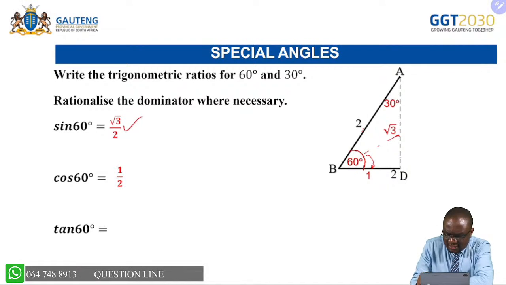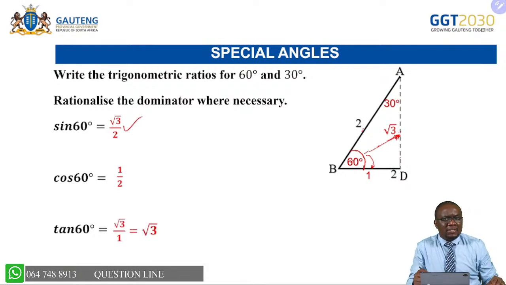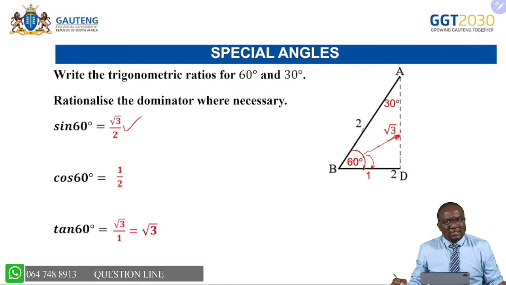And then tan 60 is opposite. Opposite is this, the AD. And then adjacent BD there. So it's going to be root 3 over 1. What is root 3 over 1? It's root 3. We have derived all the trigonometric ratios for special angles. We're left with 0 degrees and 90 degrees. I'm going to show you that in the summary.